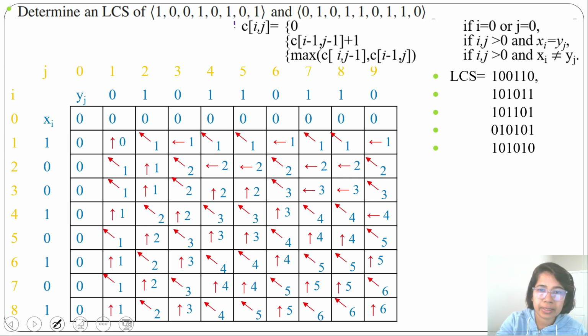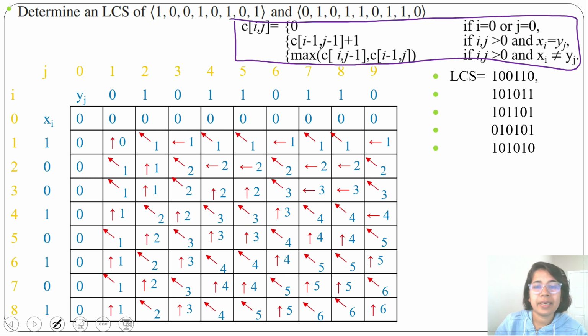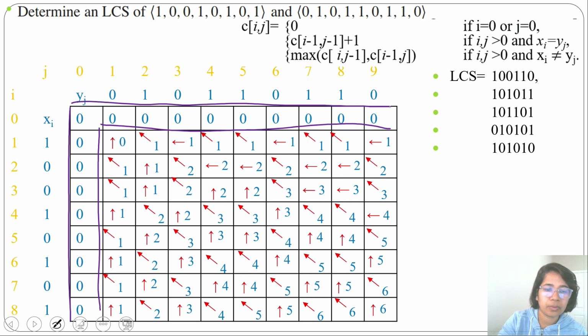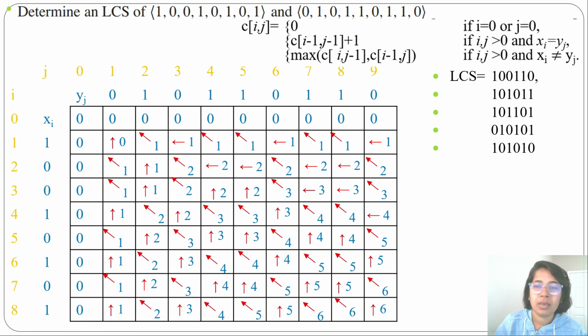So first, create the table, then fill the Cij value according to this recurrence relation. And in Bij, we'll just write the arrow. And arrow direction will be toward that value from which we are deriving it. It will be up if we are deriving from up. It will be left corner if we are deriving from left corner. It will be left if we are deriving from left. And Bij table index starts from 1, while Cij table index starts from 0. First row and first column are for Cij only. I already discussed the LCS length algorithm, just go through that.